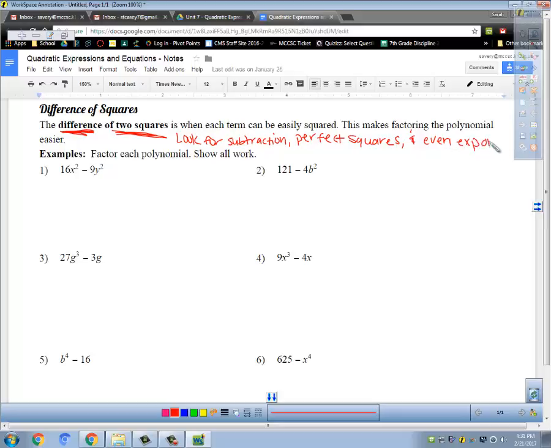And as always, we want to make sure we look for a greatest common factor before we do anything. That should always be your first step. So number one, look for a greatest common factor. There's no number that goes into both, and they have different variables.